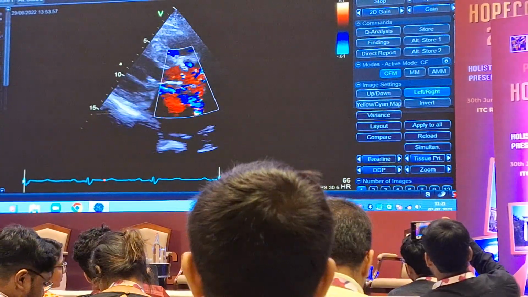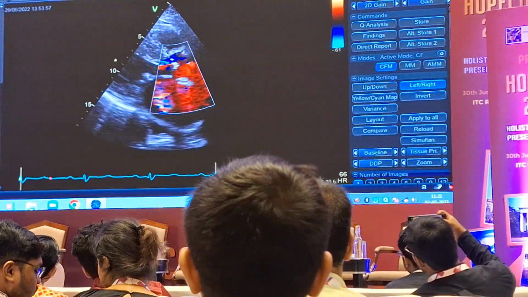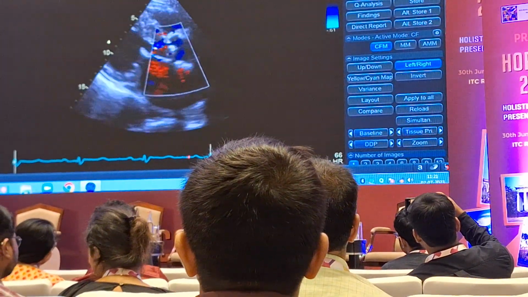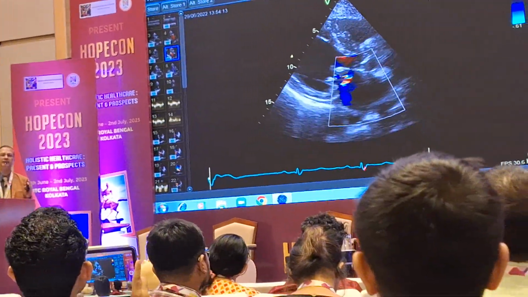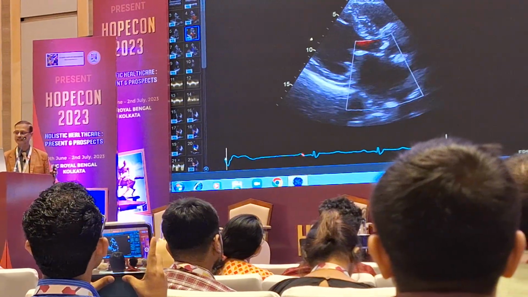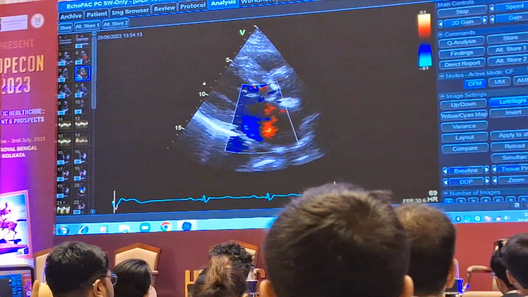So there are different ways to quantify that. That is in the second chapter. We cannot finish it within 10 minutes. But at least this MR is moderately severe to severe, that I can say.